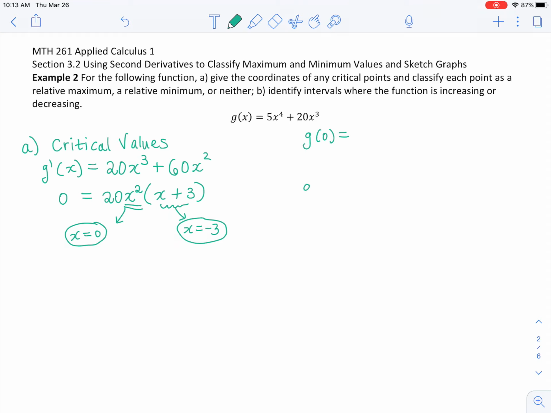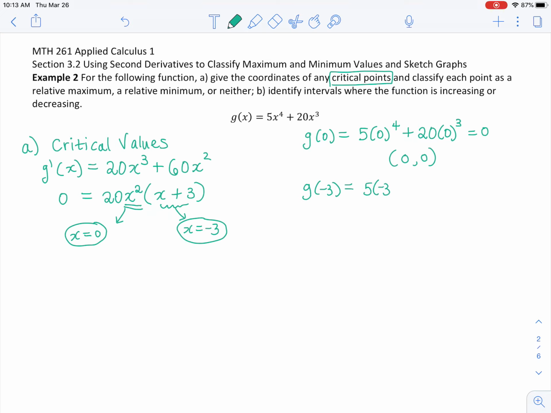Find g of 0, and g of -3, because we want to talk about critical points, not just critical values. I want to find the y values too. So 5 times 0 to the 4th power plus 20 times 0 to the 3rd power. That's just going to be 0. So the first critical point is (0, 0).